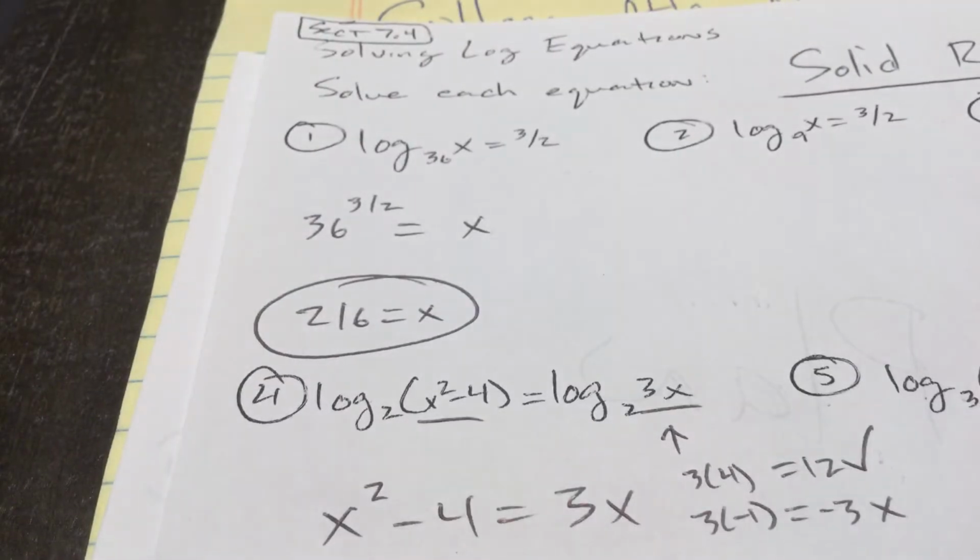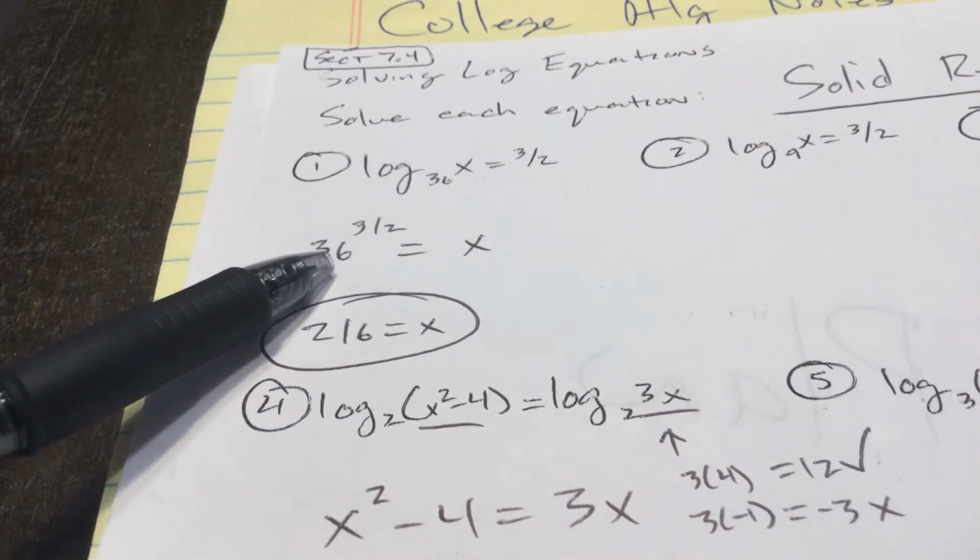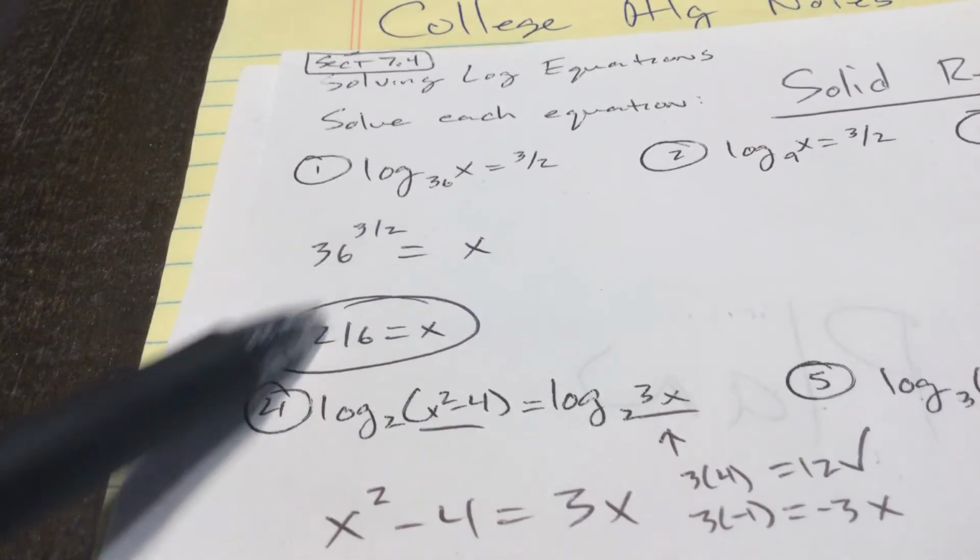Really nice review. Again, that means 6 to the 3 halves equals x. Take the square root of 6, raise it to the 3rd power: 216.